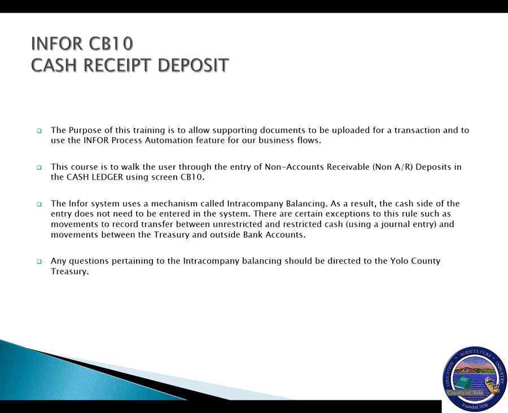CB10. The N4 system uses a mechanism called intra-company balancing. As a result, the cash side of the entry does not need to be entered in the system. There are certain exceptions to this rule, such as movements to record transfers between unrestricted and restricted cash using a journal entry, and movements between the Treasury and outside bank accounts. Any questions pertaining to the intra-company balancing should be directed to the Yolo County Treasury Office.